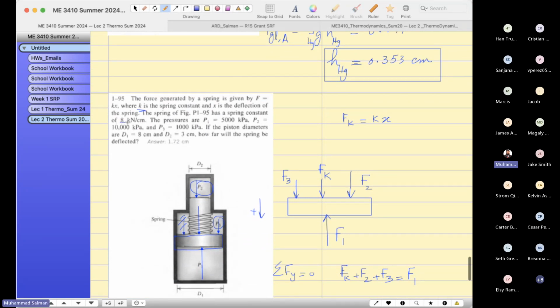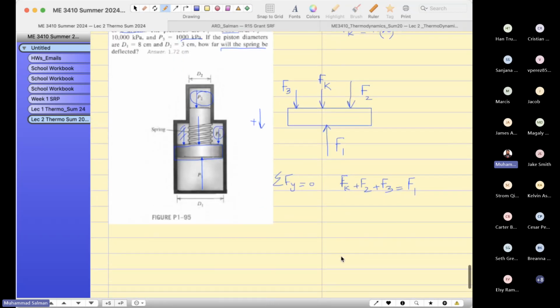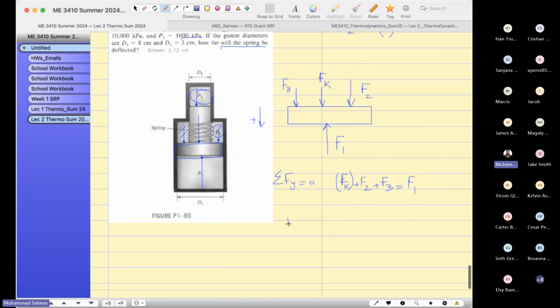The question states the spring constant is given. Pressure P1, pressure P2, and pressure P3 are given. If the piston diameters are given, how far will the spring be deflected? You have to find this x. In order to find x, first find Fk. So can you rearrange everything: F1 minus F2 minus F3. You remember pressure equals force per unit area. So can I write F1 as P1 A1? Can I write F2 as P2 A2? Can I write F3 as P3 A3?